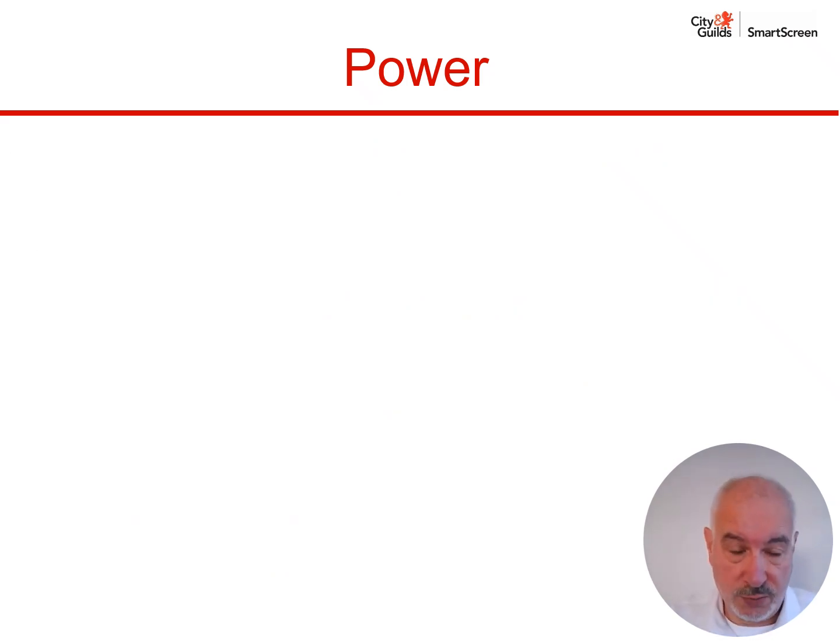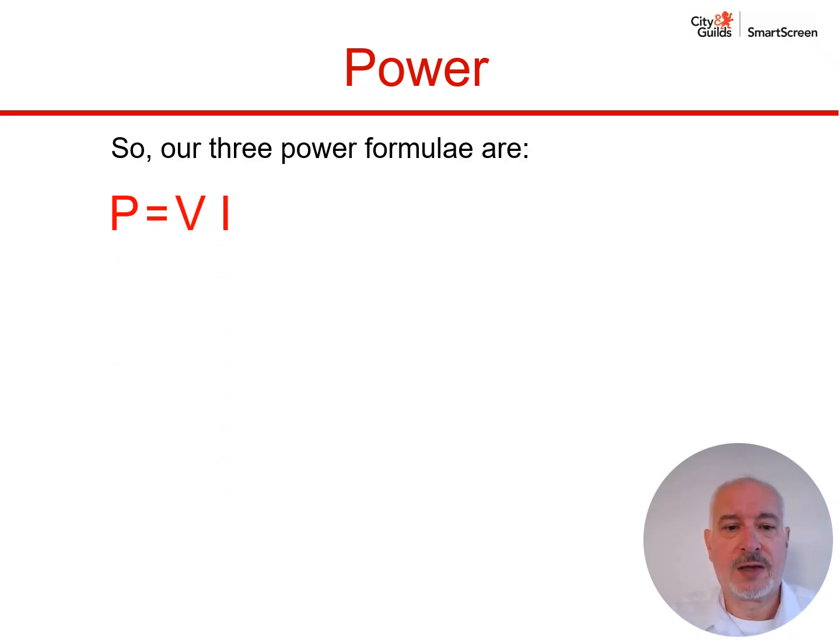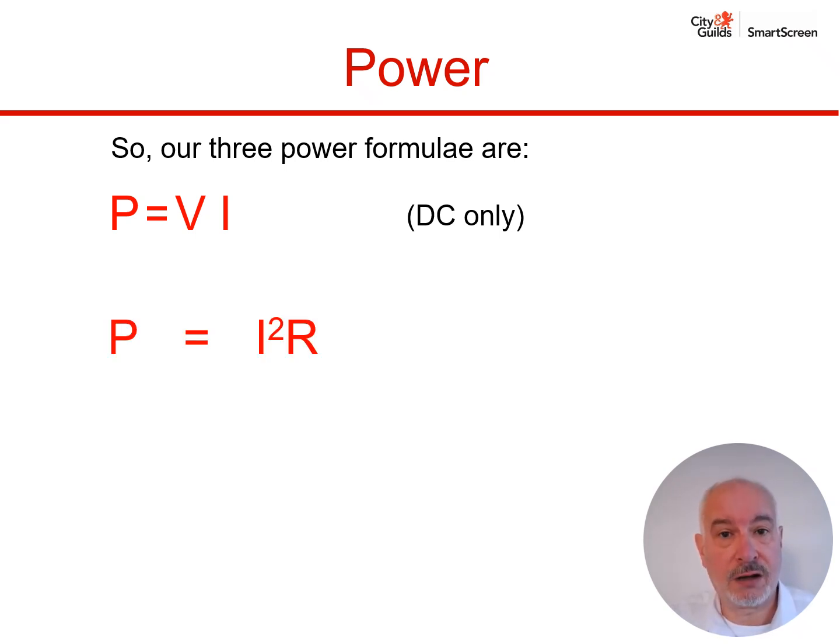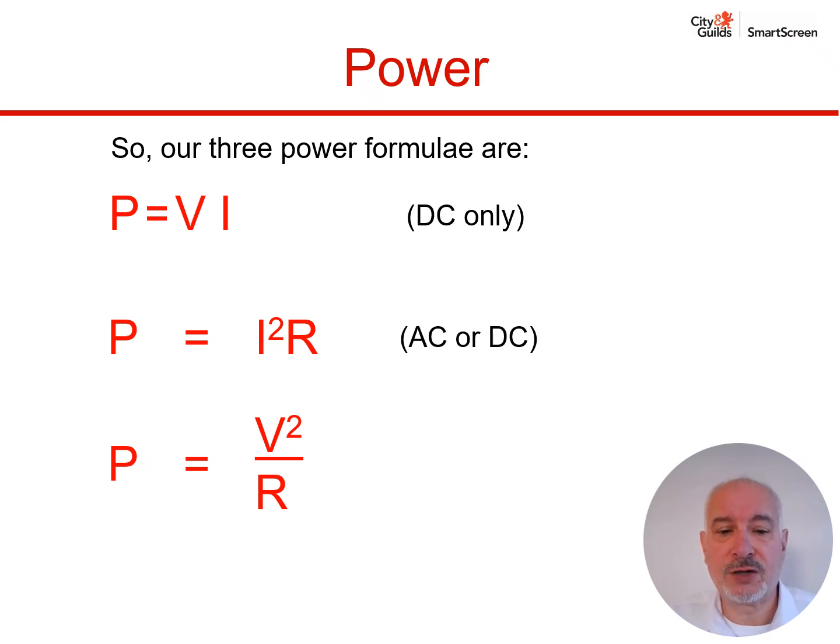So to summarize, we now have three formulae for power, and these formulae are the following. P equals VI, and remember that only applies in DC circuits. P equals I squared R, that applies in AC and DC circuits. And P equals V squared over R, and that also applies in AC and DC circuits.